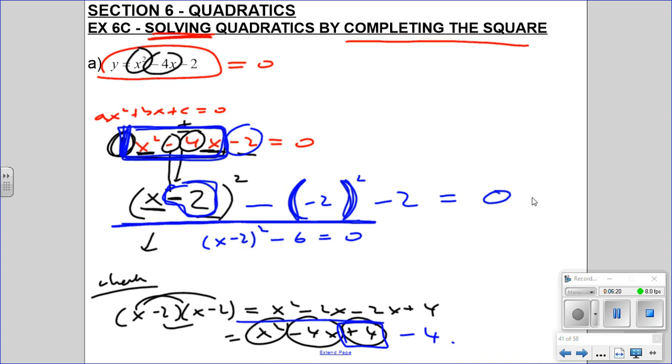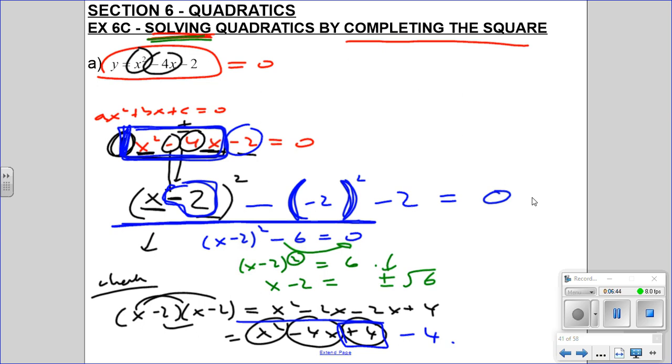But we want to solve. So solve means find the corresponding x values associated with that. So we're trying to get x equals. So to do that, we need to move that minus 6 over. So we're going to go x minus 2 squared equals 6. We then need to get rid of the squared. So we're going to square root, which means we plus or minus the square root of 6. You must put plus or minus.